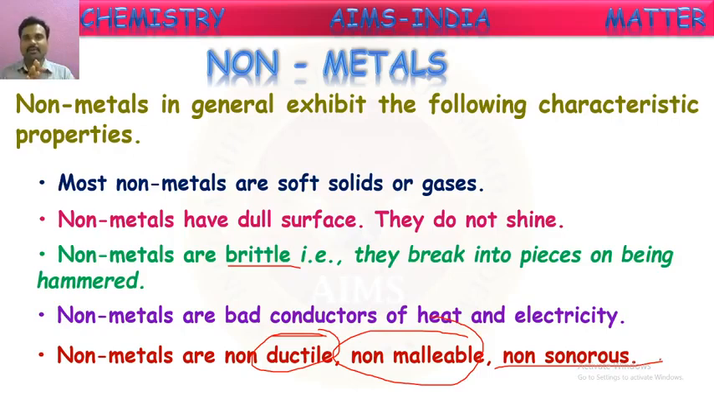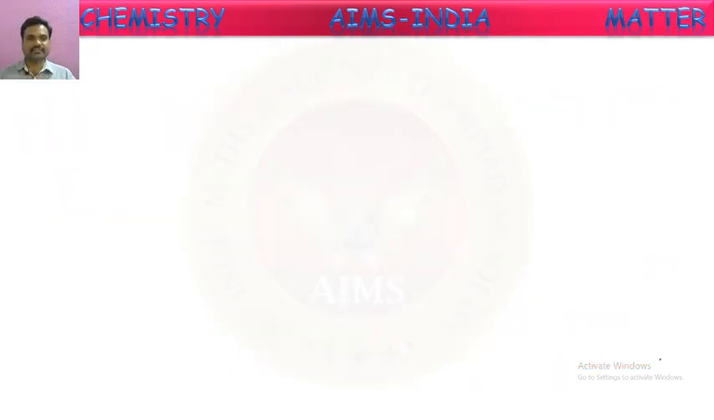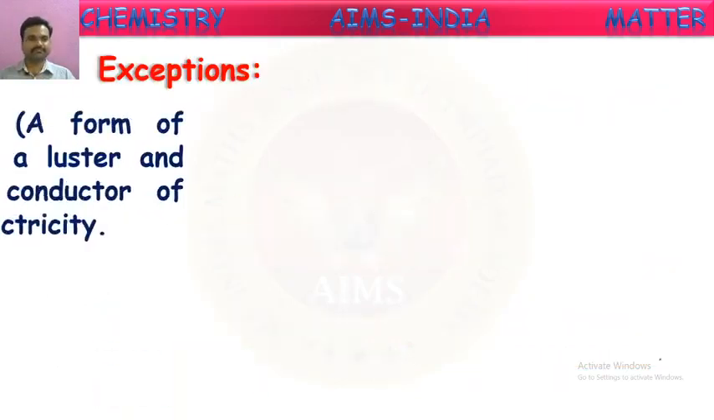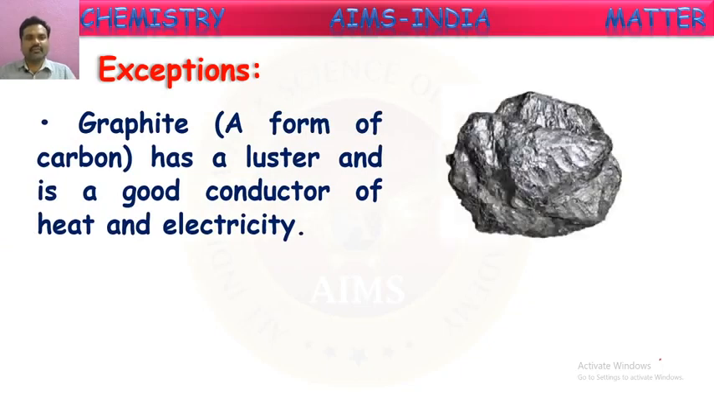Those are the general properties of non-metals. As we said there are some exceptions in metals, in non-metals also some elements do not show certain of these properties. So let us see the exceptions among the non-metals. One of them is graphite. Graphite has a luster and is a good conductor of heat and electricity. We said non-metals are bad conductors and non-lustrous, they won't shine. But one of the exceptions is graphite.